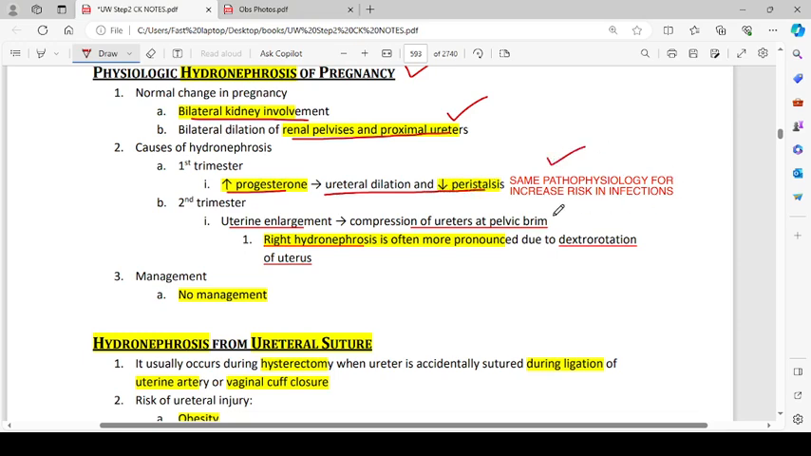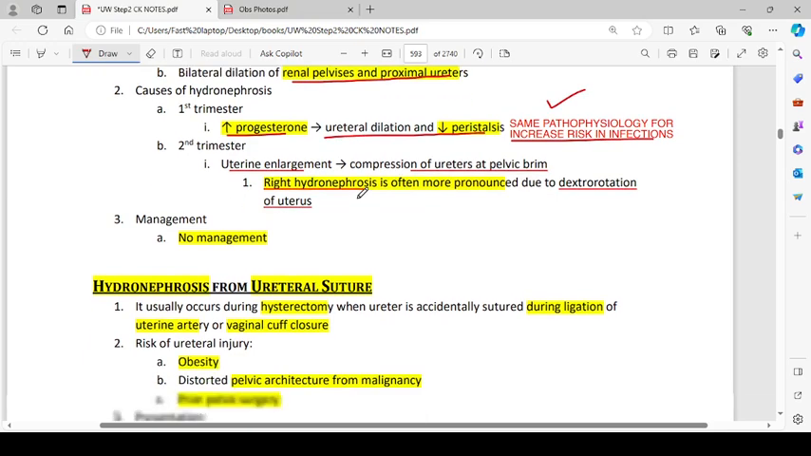Same pathophysiology for increased risk in infections. In second trimester, uterine enlargement, compression of ureters at the pelvic brim. Right hydronephrosis is often more pronounced due to the dextrorotation of uterus. Management: there is no management.